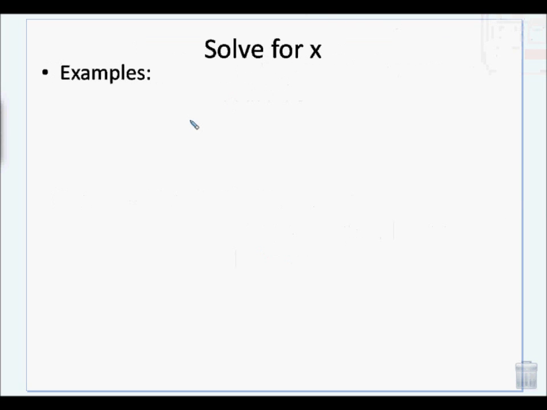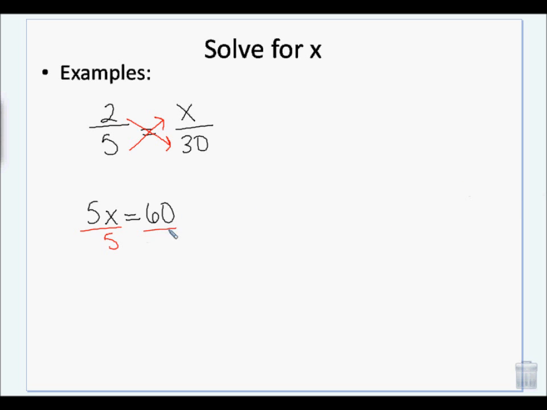Alright, so solving for x. If I have 2 over 5 is equal to x over 30, I'm going to cross multiply, and I get 5x is equal to 60. Dividing by 5, x is 12.